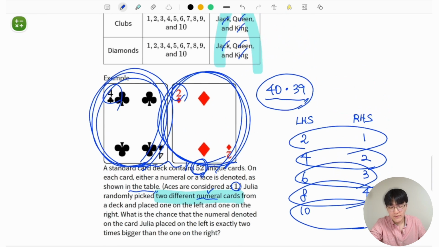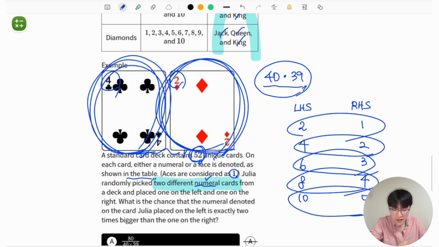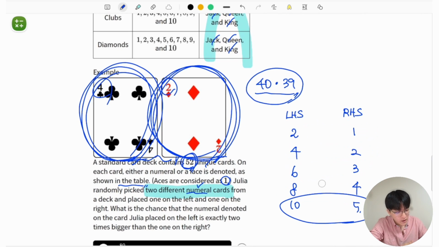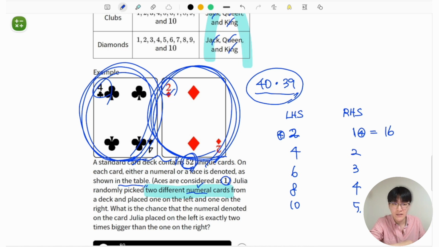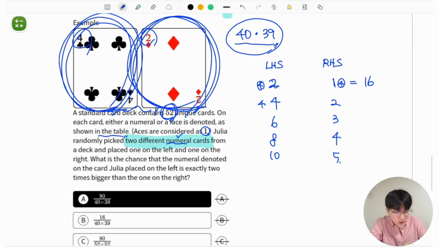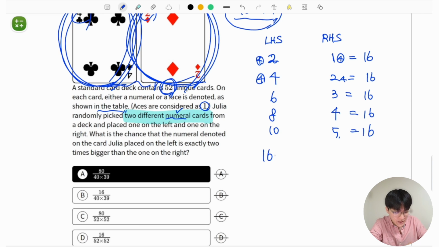No. Why? We have to take care of the suits. We have 2 of spades, 2 of hearts, 2 of clubs, 2 of diamonds. How many different possibilities? There are 4 different 2s in this deck and 4 different 1s. So 2 and 1 is not just one possibility, but rather it's actually equal to 4 times 4, which is 16 different possibilities. And by that extension of logic, we get that 4 and 2 is 16, 16, 16, 16. And how many 16s do we have? 5. So 16 times 5 is equal to 80. And that is the possibility of getting left-hand side twice as big as the right-hand side.